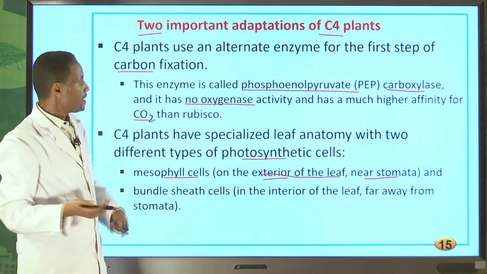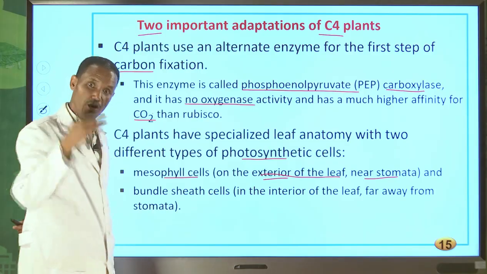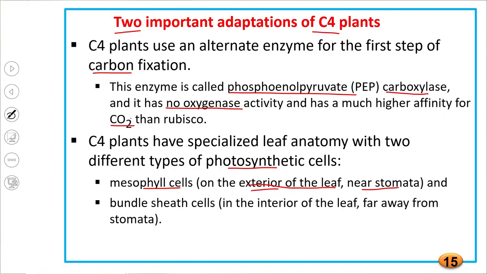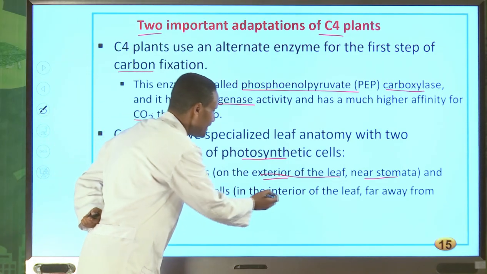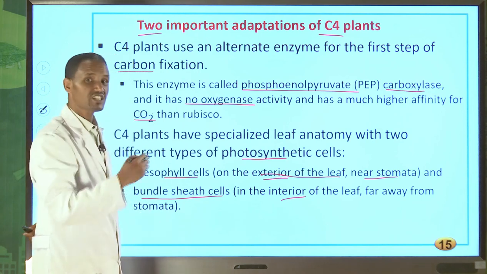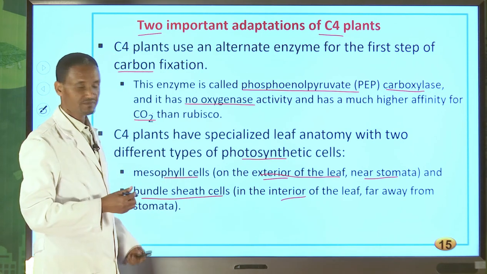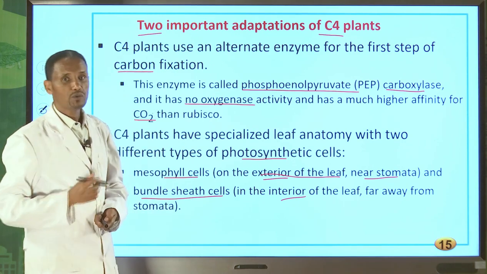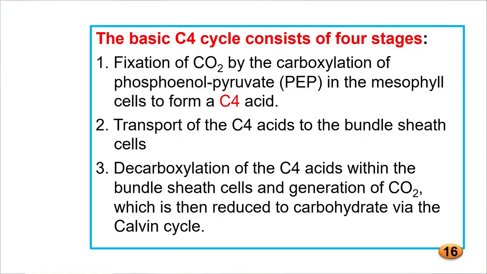As a result, the first compound formed by this process is a carbon-4 atom compound. This carbon-4 compound then passes to the second cell, the so-called bundle sheath cell. This bundle sheath cell is in the interior of the leaf, far away from the stomata. Then, how can they reach this step? The basic carbon-4 cycle consists of 4 stages.